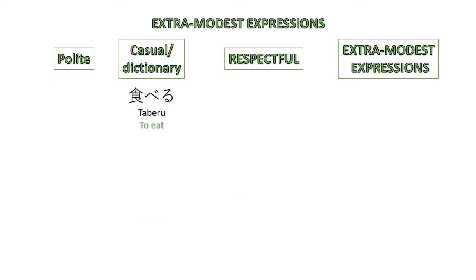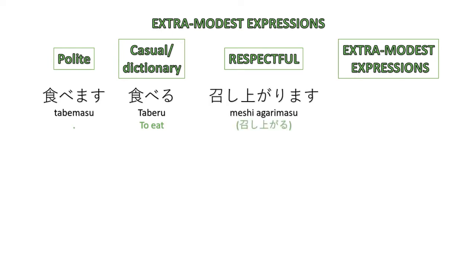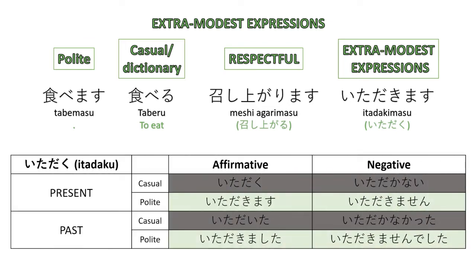For taberu, the polite form is, of course, tabemasu. The respectful form, meshiagarimasu. And then the extra modest is itadakimasu. Okay? So that is the expression before eating. It comes from itadaku. The conjugations are itadakimasu, itadakimasen, itadakimashita, itadakimasen deshita.